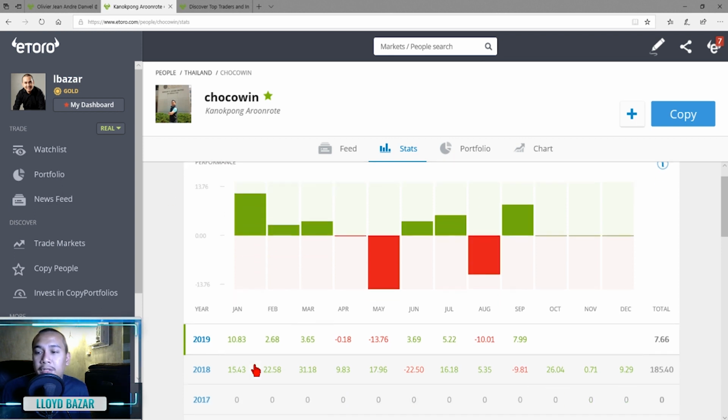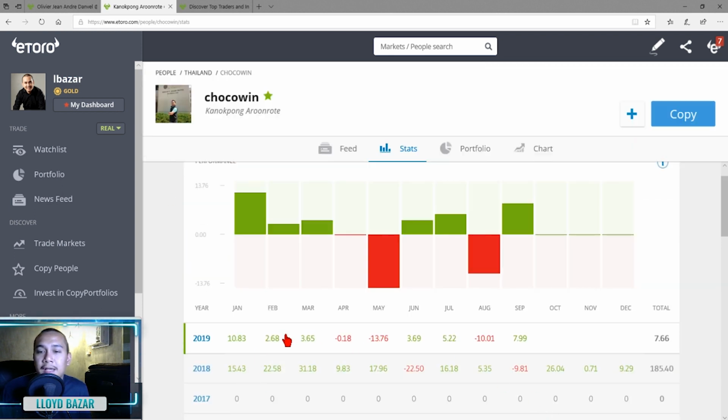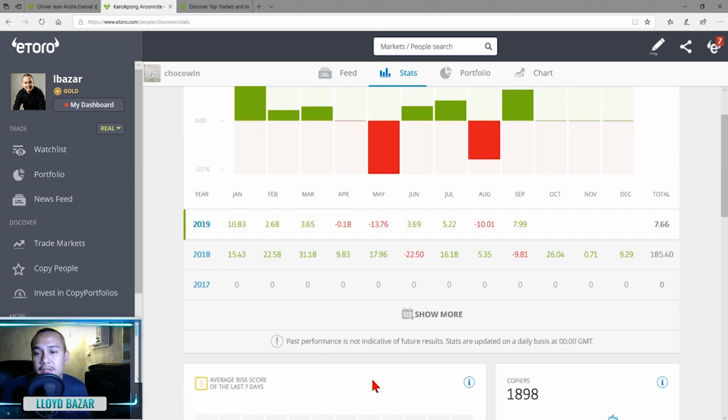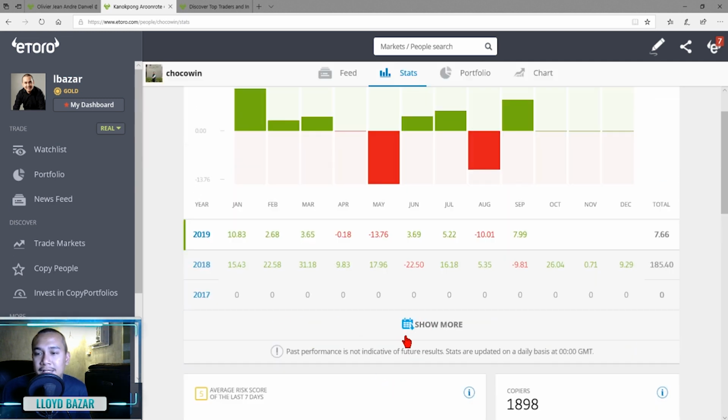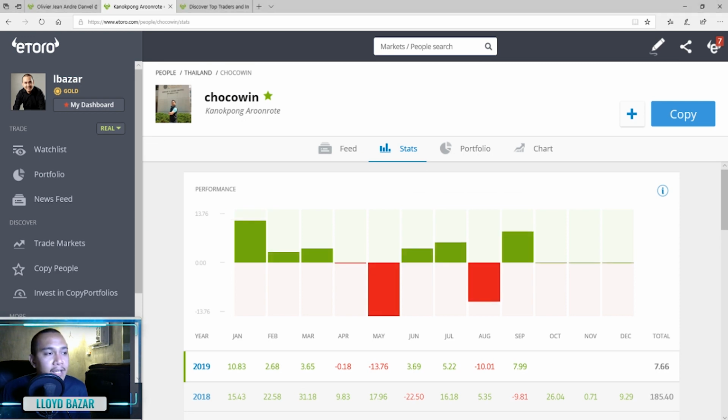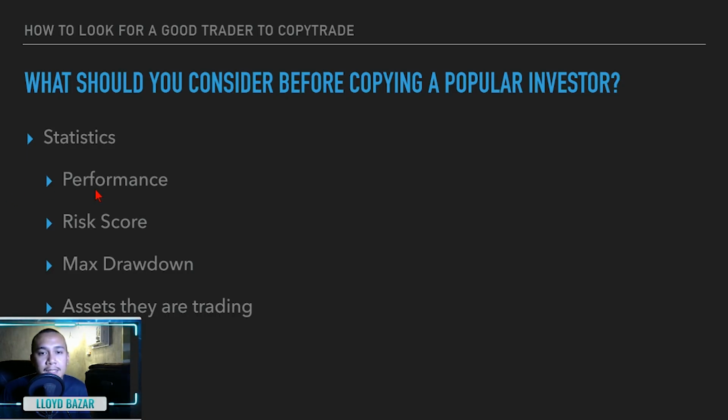So I hope this is clear. Performance is very important. Try to check their performances the year before, 2017, 2016, if they have records in 2016. You can always click on show more so that you can see more years down the records. Okay, so that's the first thing you need to check in statistics, which is performance.